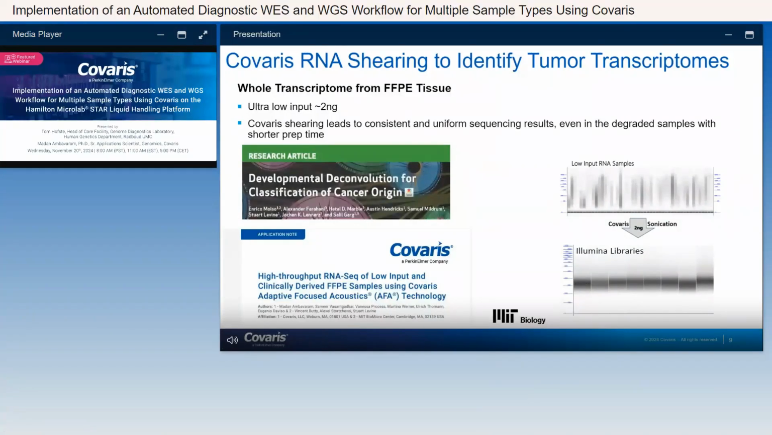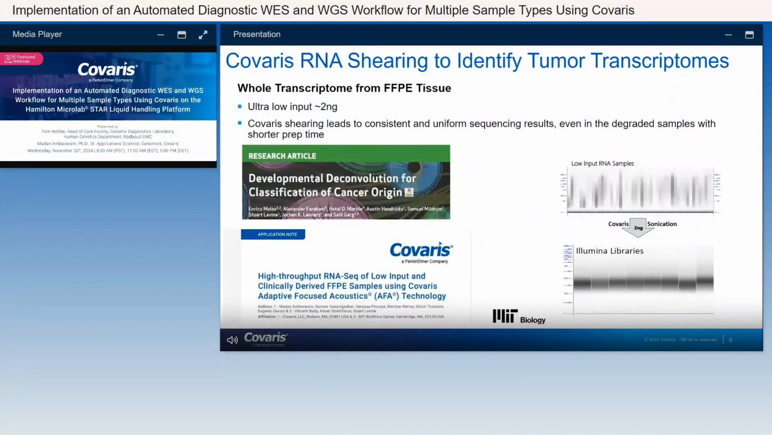Covaris in RNA-seq or the transcriptomic workflow. Covaris is well known for its AFA-based DNA shearing, often referred to as the gold standard for DNA fragmentation. In addition to DNA applications, this focused ultrasonication technology is also widely applied for RNA shearing for RNA-seq or transcriptomic workflows. Here is one of the case studies from the MIT Biology Genomics Core Lab.